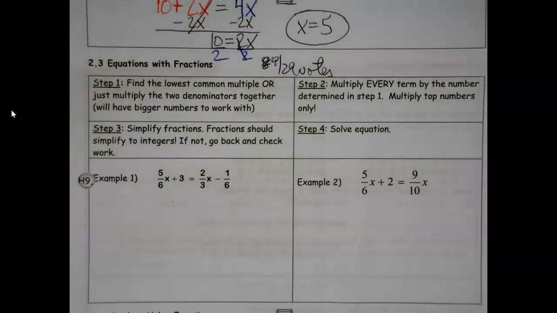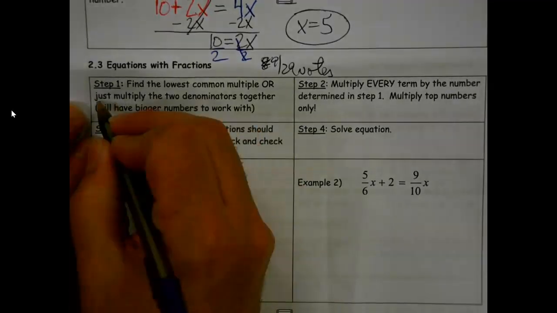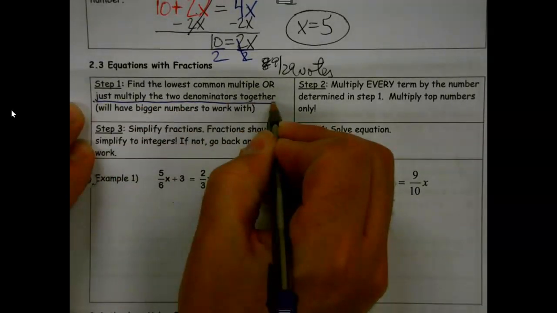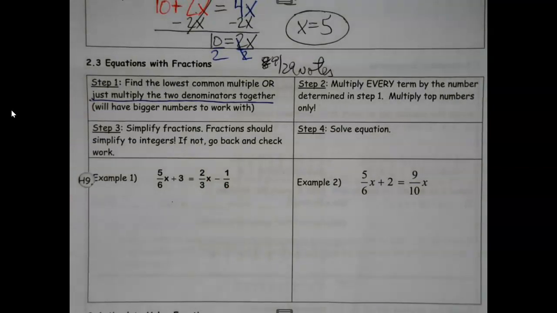All right. So equations with fractions. I'm going to make a suggestion right off the bat here on step number 1. Find the lowest common multiple, or just multiply the two denominators together. That is my very much large suggestion here.